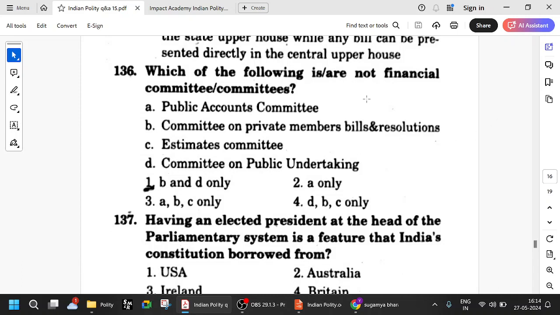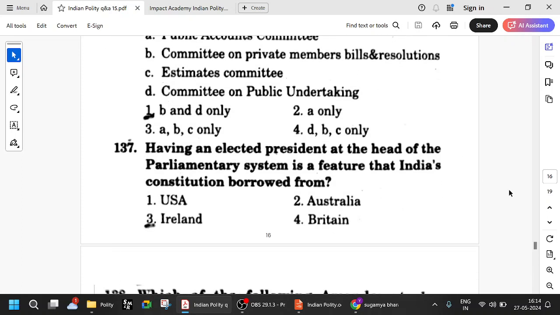So which of the following are not financial committees? So public accounts committee we have seen. Okay, committee on private member bills and reservations, and estimates committee is the largest committee, 30 members from Lok Sabha. Committee on public undertakings. So which of the following is not financial committees? So this thing and this thing, these both are not financial committees. Public accounts committee and estimates committee are financial committees because they deal with finances.